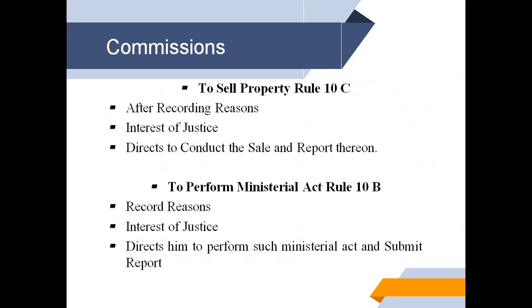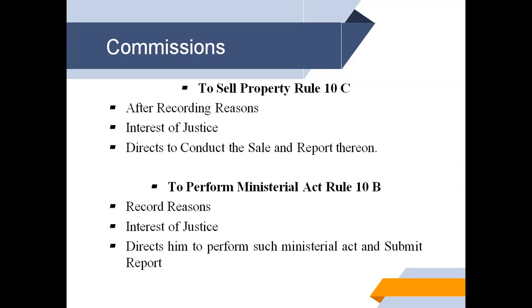Next purpose is to sell the property, and this selling of the property is mainly of movable property, and this was added by way of amendment in the year 1976. In this also, if the court wants to sell the movable property, which is one of the subject matter pending before the court of law, then in that circumstance, the court may appoint the commission, and after recording reasons and in the interest of justice, direct the commissioner to conduct the sale and submit his report thereon.